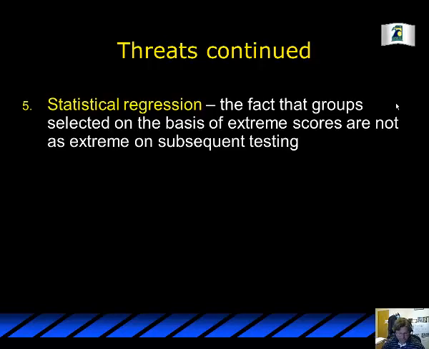Statistical regression is the tendency for groups with extremely high or low scores on one measure to score closer to the mean or the average score of the population on a second measure. That's called statistical regression.